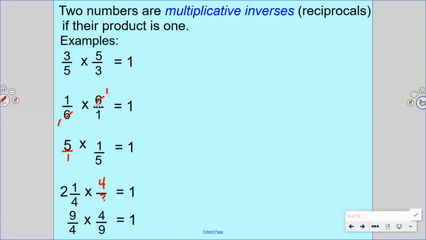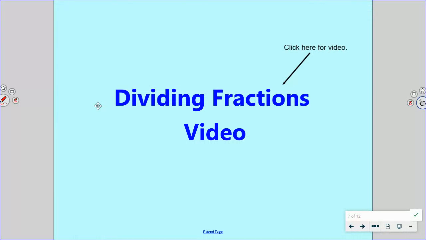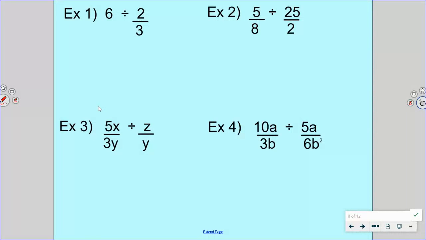Now, you ask, why are we talking vocabulary first? I'm going to skip the video. I will show this in class. I wonder if you remember how to divide fractions. In fact, there is no division in dividing fractions.